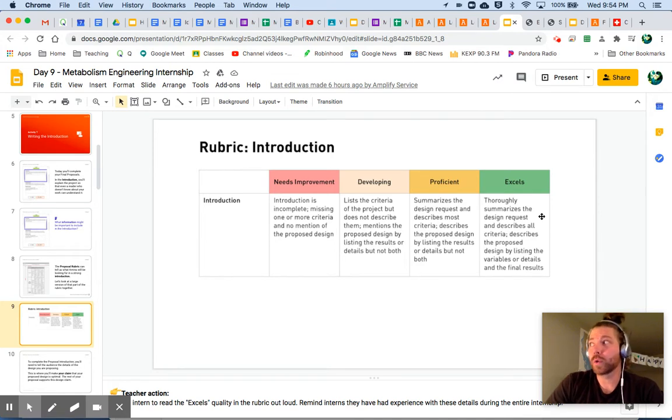All right, where would we find that? Where could we find the design request? The dossier. If we go back to the dossier, we can find that. Describes the proposed design by listing the variables or details and the final results. So you're kind of giving a summary. Hey, here's what I did, and here's what happened.